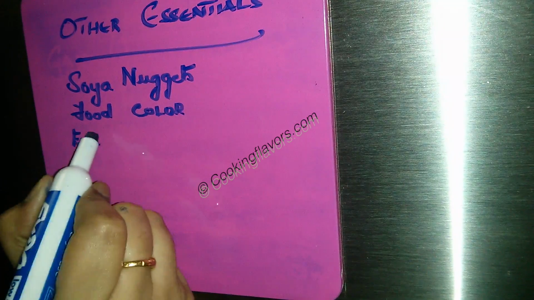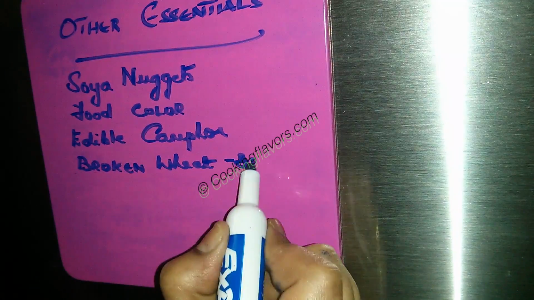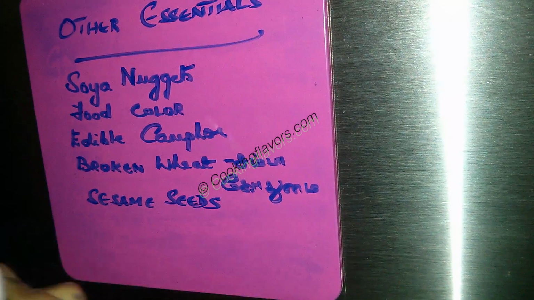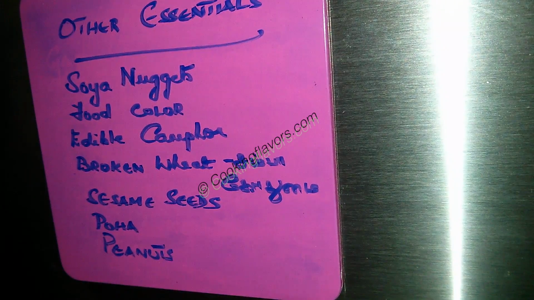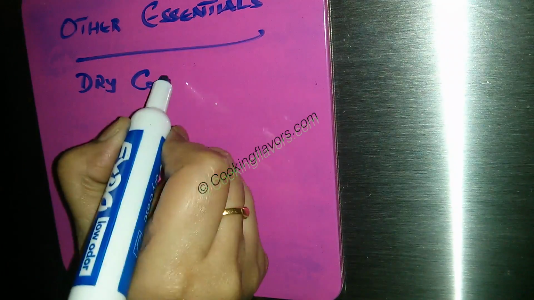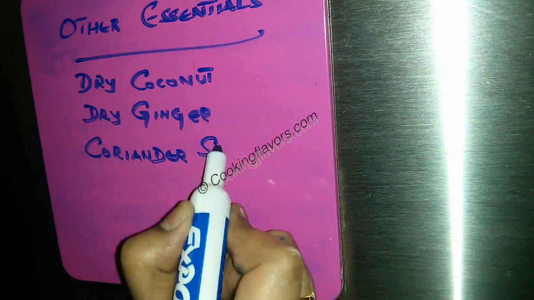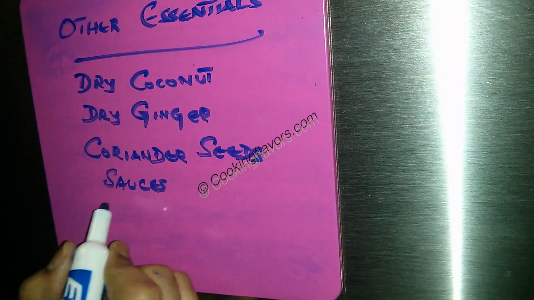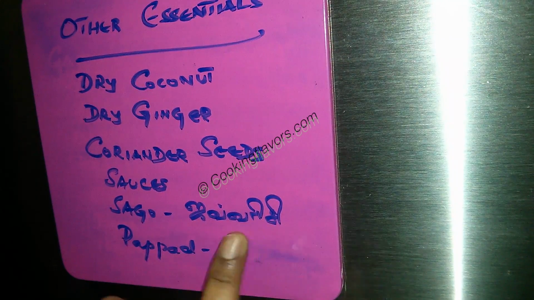Those are basic. These are just additions you might have in your kitchen, like soya nuggets or meal maker, food color like kesari color and things like that. Edible camphor, pachakarpuram, that we use for payasam, chakra pongal. Broken wheat is samba godume, sesame seeds is yellu, either vella or karpu yellu, poha and peanuts. Poha is aval. Aval I use for grinding idli and dosa batter. Dry coconut is kopra, dry ginger is sukku, either the whole sukku or you get the powdered dry ginger. Coriander seeds, malli vidhai, sauces, soy sauce, chili sauce. Sago is javvarisi, papad and appalam.